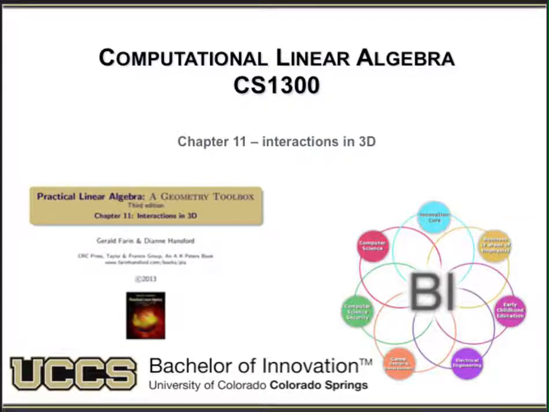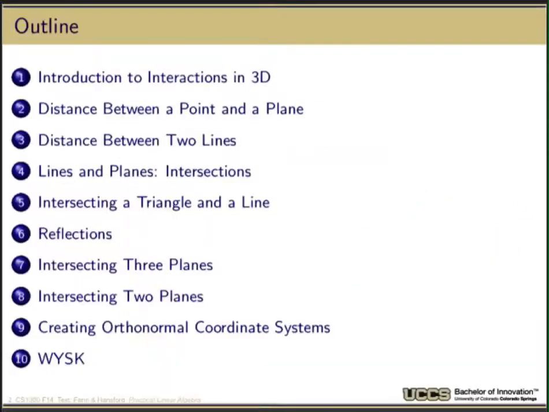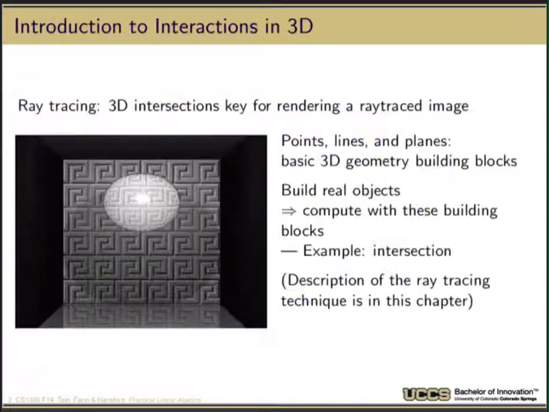Hi, and welcome to Chapter 11, Interactions in 3D. This chapter will go by pretty quick. We're going to look at interactions in various distances between a point and a plane, between two lines, line and plane intersections, intersecting a triangle, look a little bit at reflections, and then more intersections. Finally, we'll end with Gram-Schmidt and creating orthonormal coordinate systems and the terminology for the chapter.